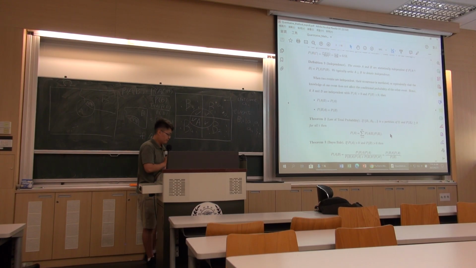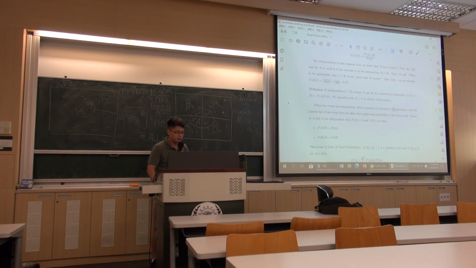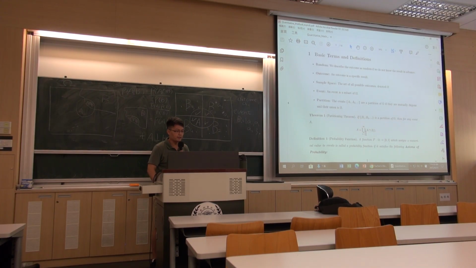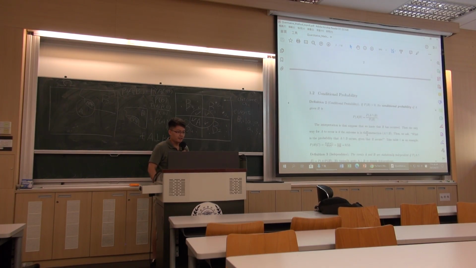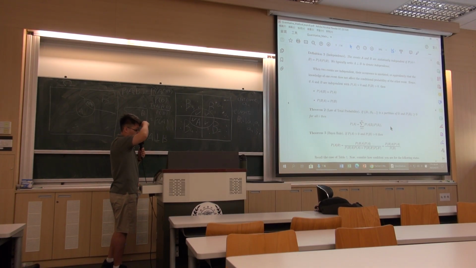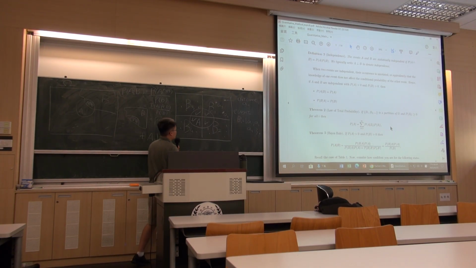Okay, so remember that we have the first theorem, which is the partitioning theorem. It says that every event can be written as the union of all the intersections between the event A and the partitions of a sample space. And here we relate it to this.